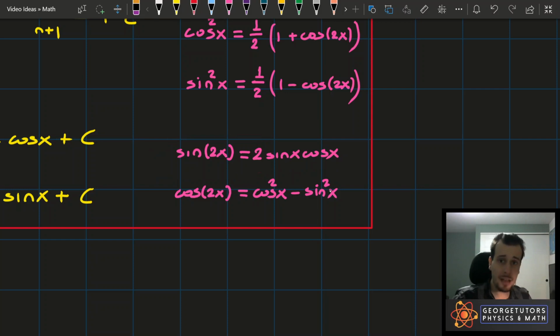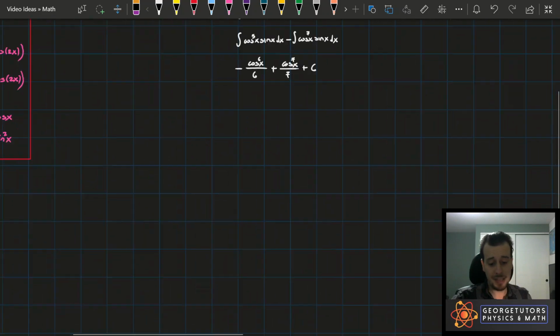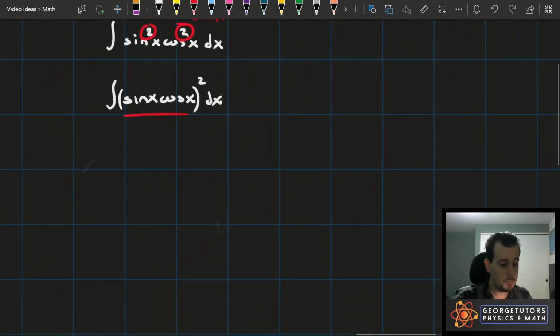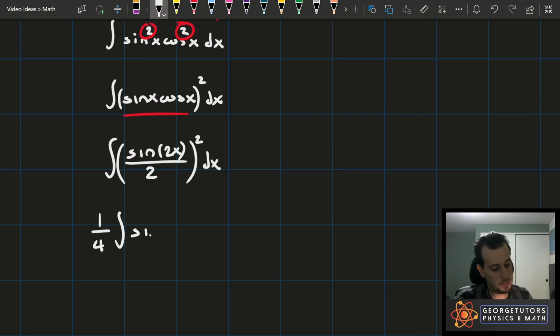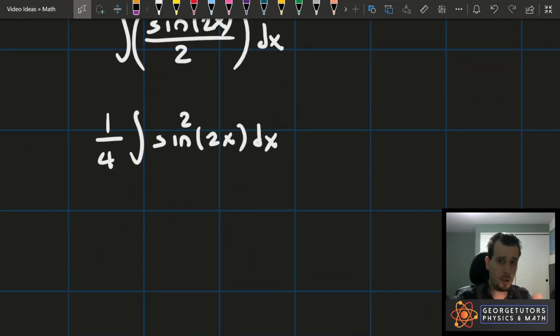That's why it's so important to have these at the tip of your fingers, because now we can go back and we're going to dumb this problem down significantly by doing that replacement. We're going to get here sine 2x over 2 and all of it now squared. So if I go to the next step, I will pull the 1/4 to the outside, leaving me with sine squared of 2x dx. Now you might be thinking, I don't like this, how am I supposed to deal with it? Again, you can solve it using your knowledge of double angle formulae.